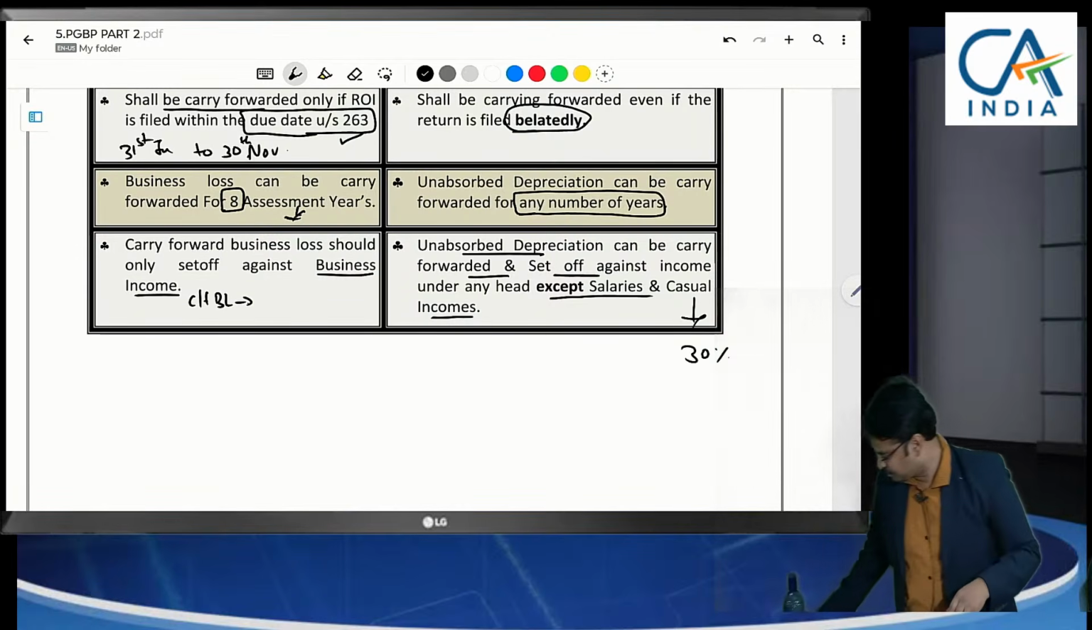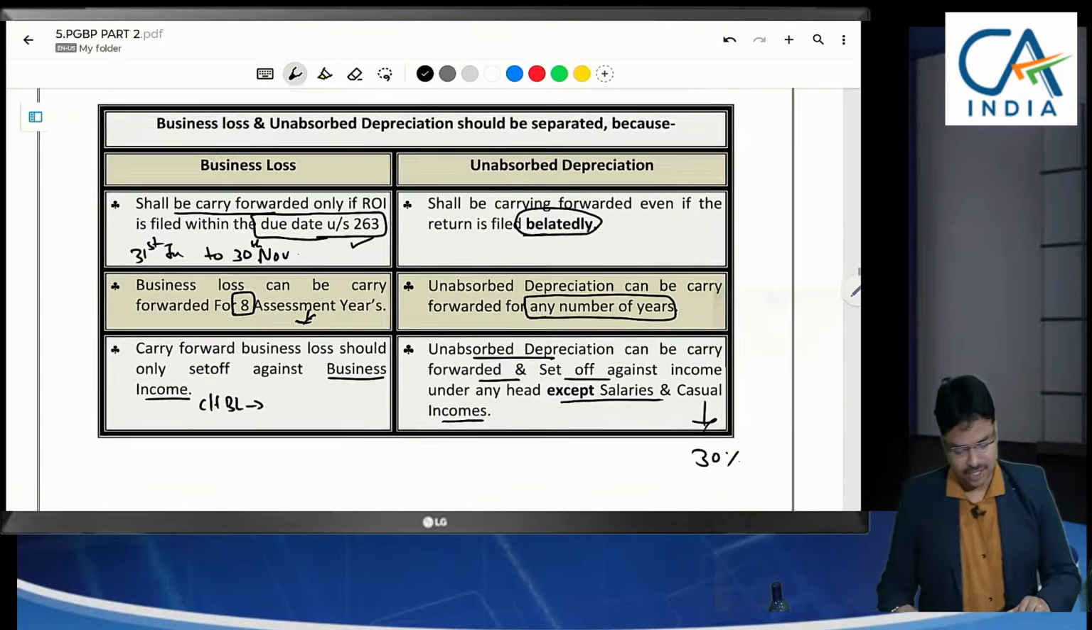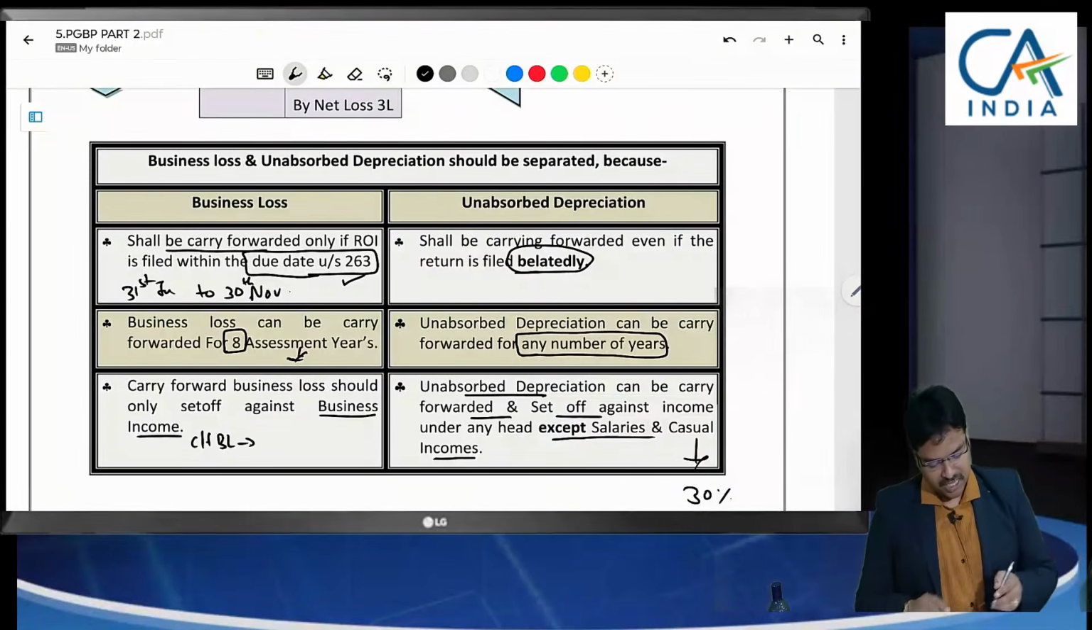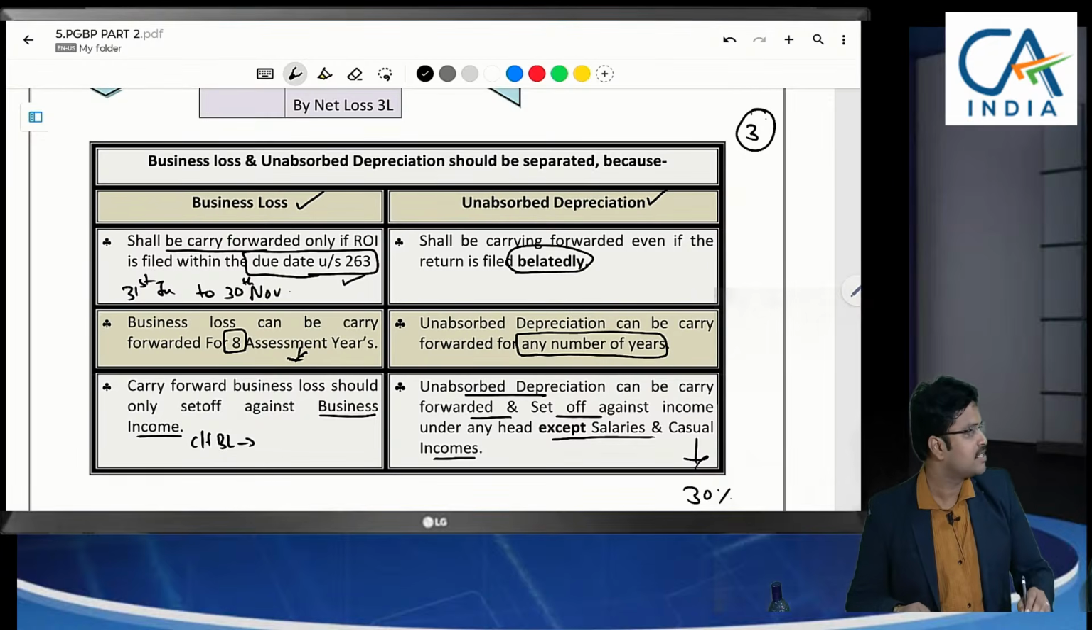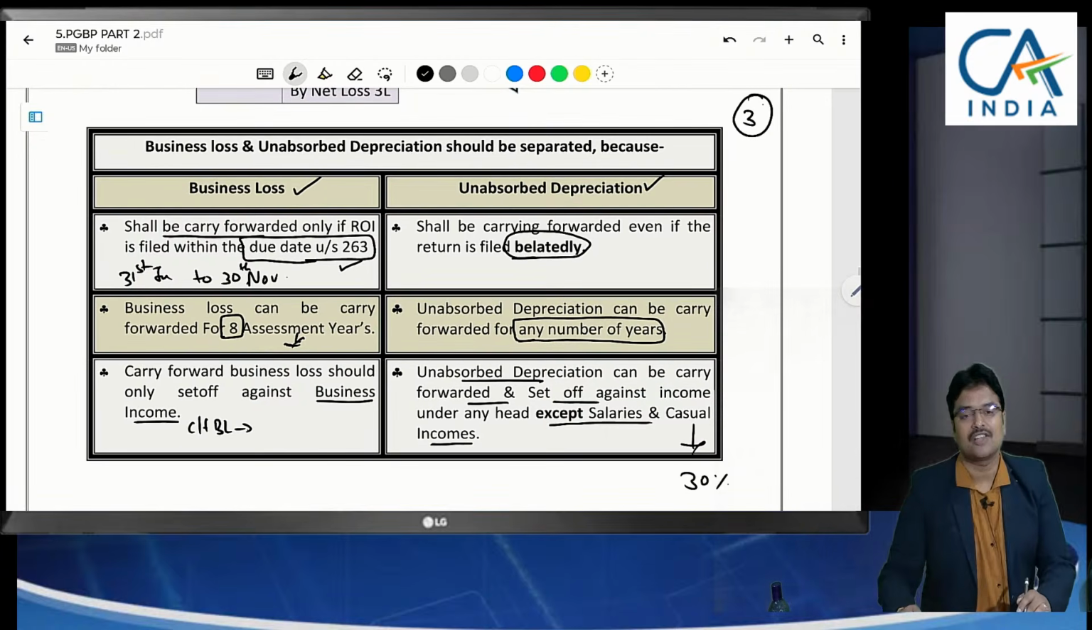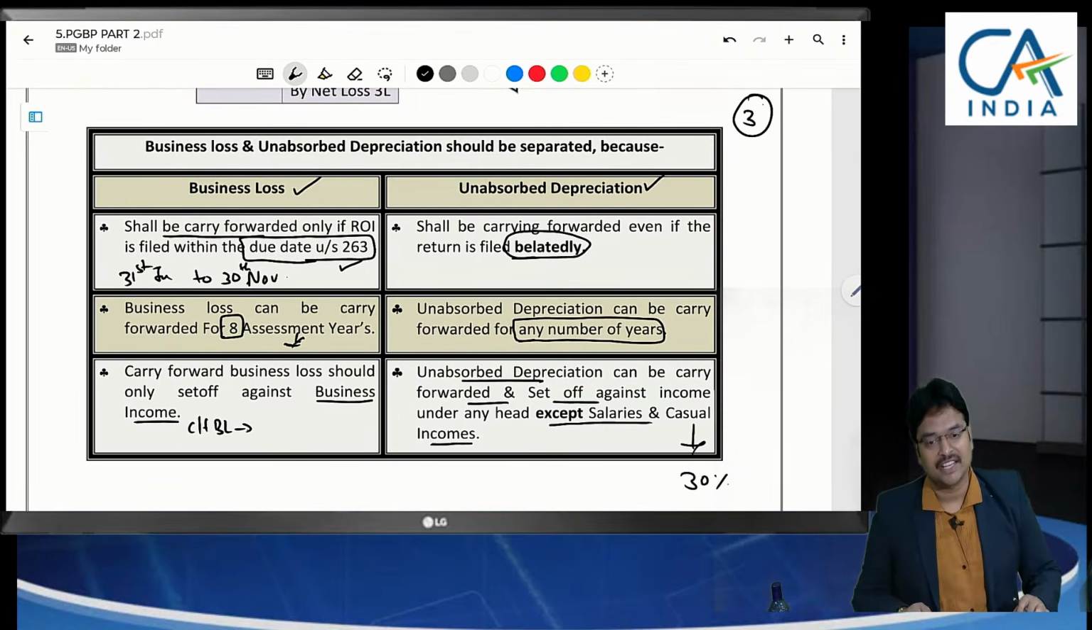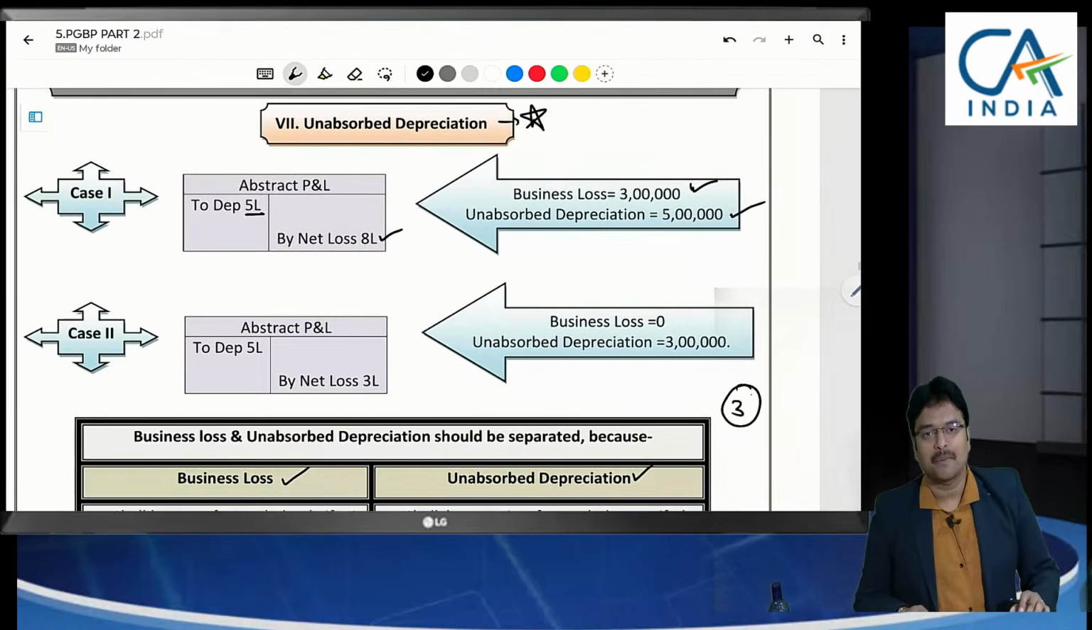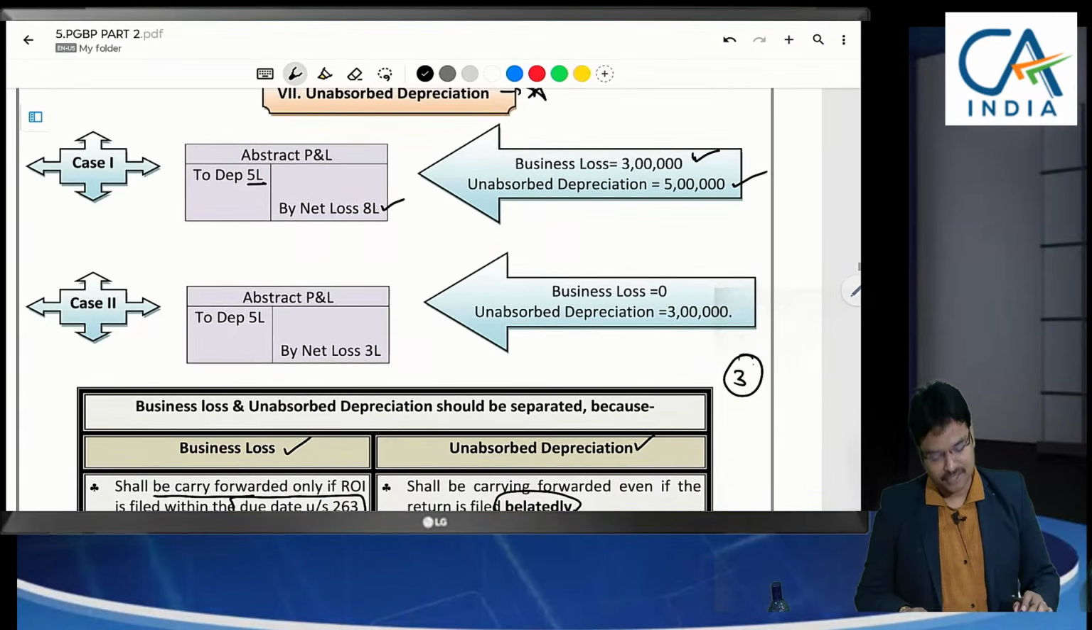Which one? Unabsorbed depreciation. Since business loss and unabsorbed depreciation have 3 differences, we need to separate business loss and unabsorbed depreciation.